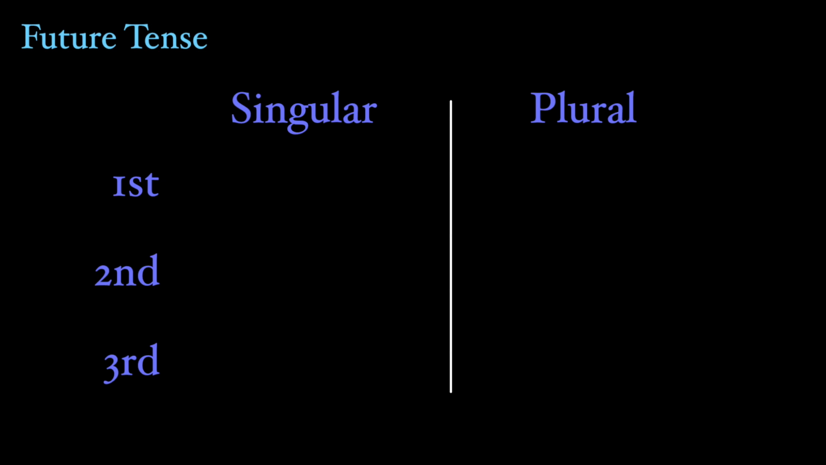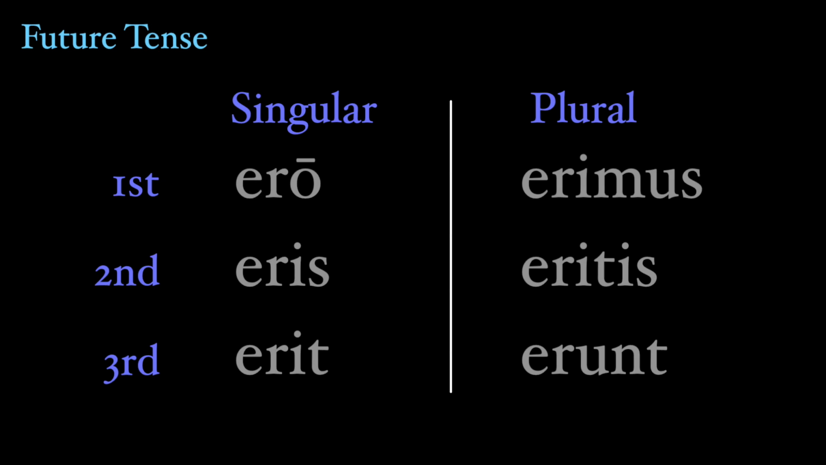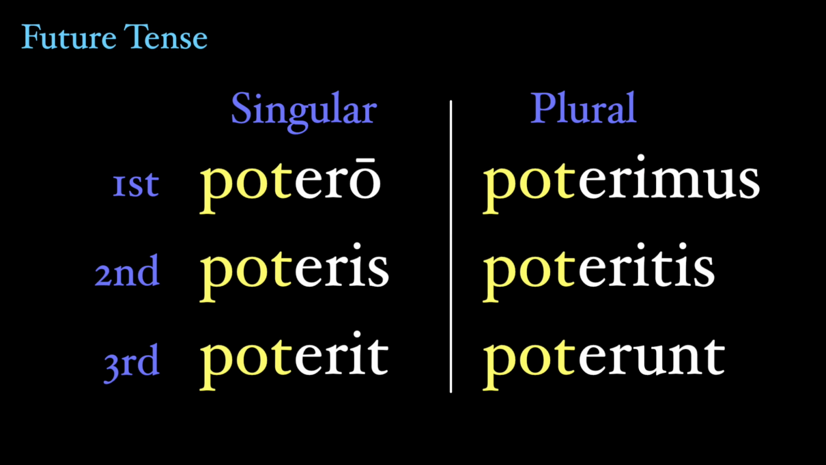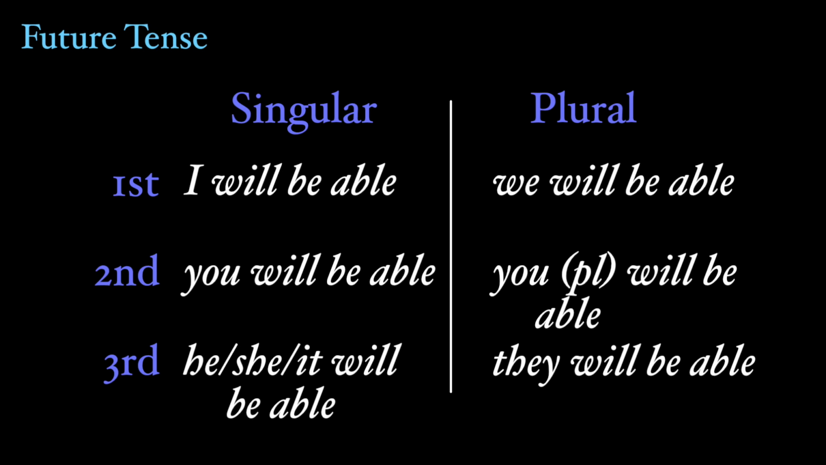The future tense is likewise so simple. The future of sum is ero, eris, erit, erimus, eritis, erunt. And we put pot in front, making sure we don't have any T's before an S. Nope. And we get potero, poteris, poterit, poterimus, poteritis, poterunt. I will be able, you will be able, he, she, it will be able, we will be able, you plural will be able, and they will be able.